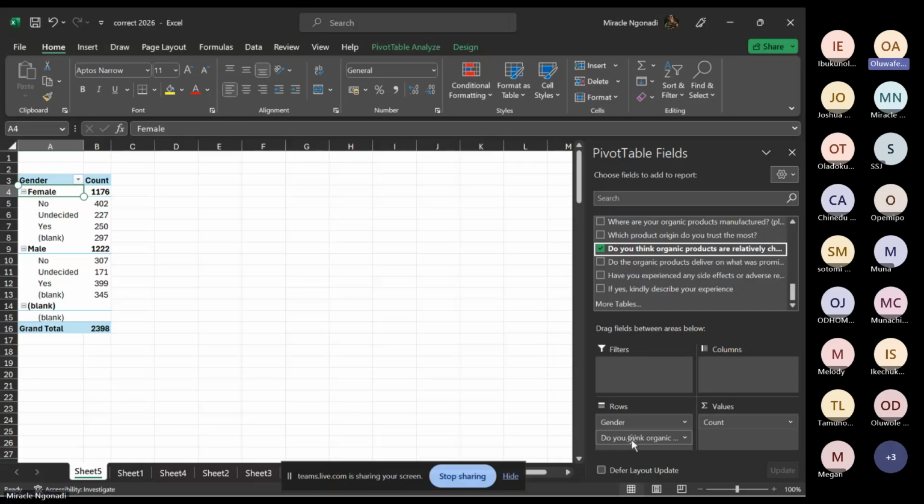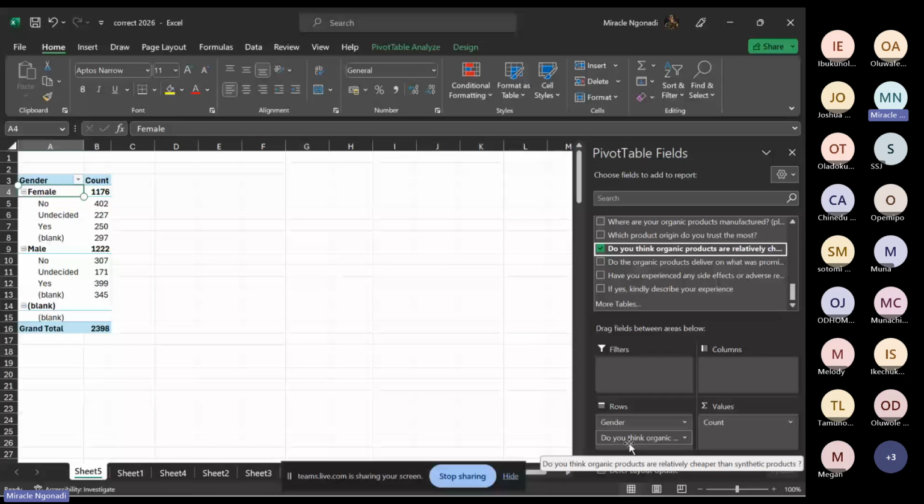So let's see. Good. Okay, let's do a test. Just look into this. Tell me something you think you understand with the numbers. You don't have to be correct. This is how I can tell we are understanding this. What do you think this is saying? It's saying 402 out of the 1,176 females, 402 said no. Yes, it's correct. Go ahead. 227 are not sure, they're undecided. 250 said yes. I don't know about the blank.